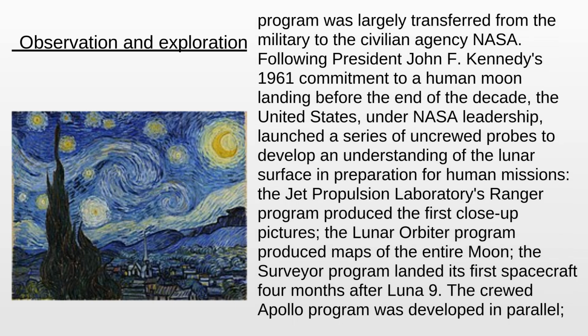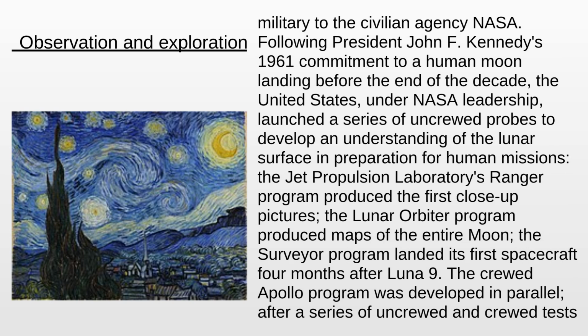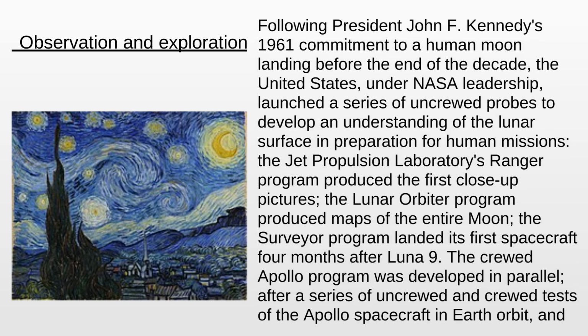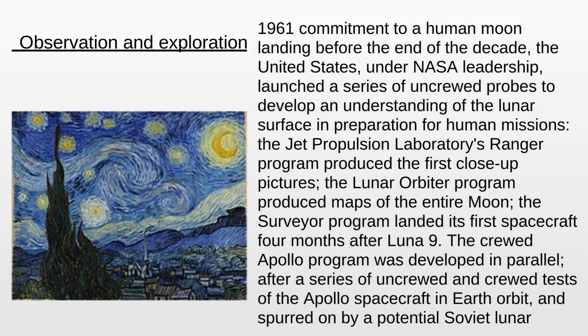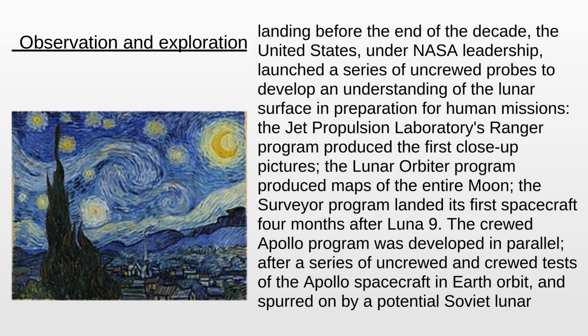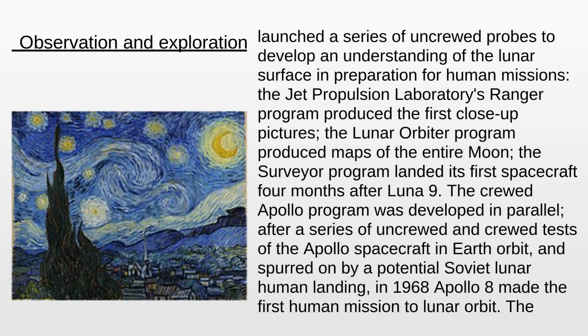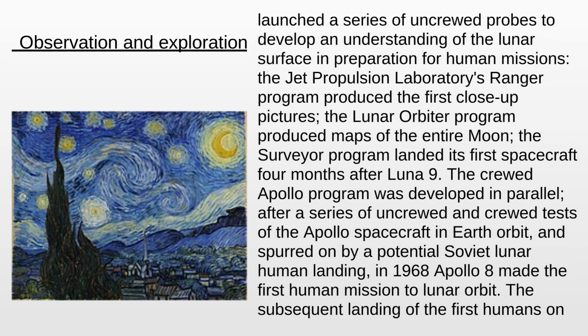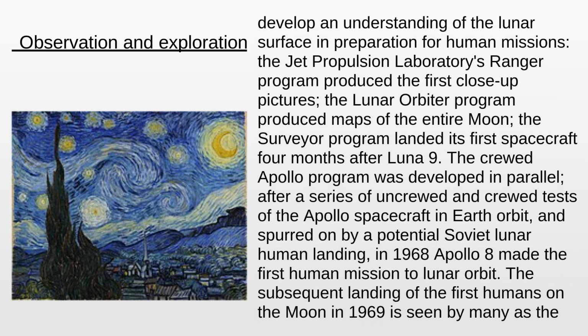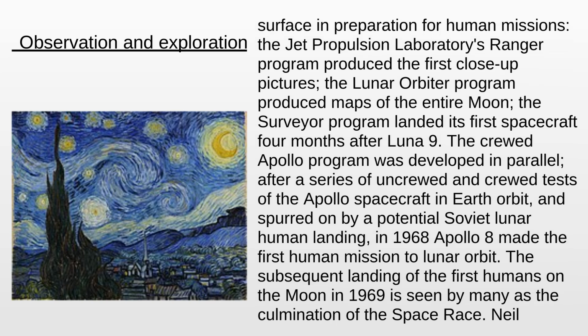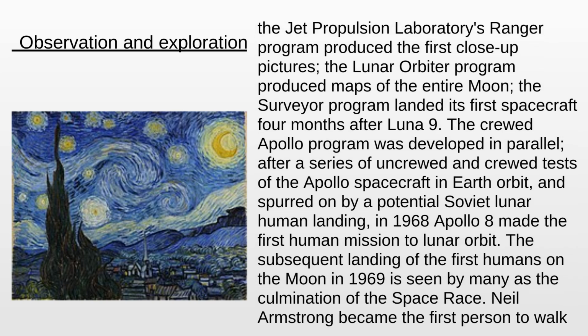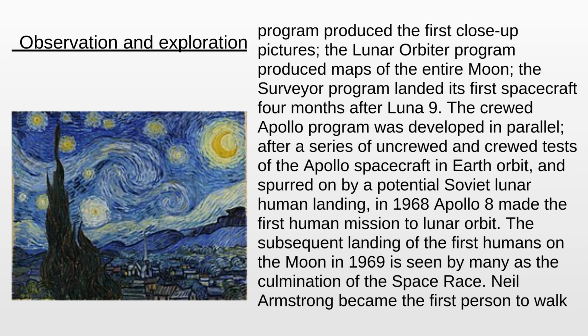Following President John F. Kennedy's 1961 commitment to a human moon landing before the end of the decade, the United States, under NASA leadership, launched a series of uncrewed probes to develop an understanding of the lunar surface in preparation for human missions. The Jet Propulsion Laboratory's Ranger program produced the first close-up pictures, the Lunar Orbiter program produced maps of the entire Moon, and the Surveyor program landed its first spacecraft 4 months after Luna 9.